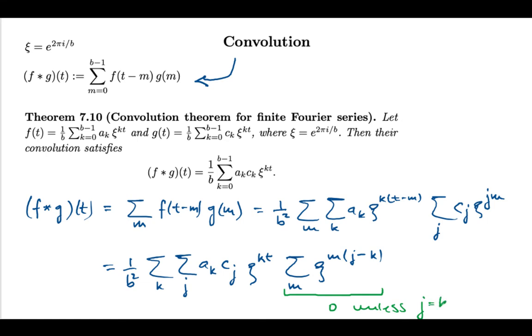unless j is equal to k, and exactly the same sieving now happens as we had for the Parseval identity. So we're left with, if the outside sum, let's say, is over k, then my sum over j disappears. I only get the term when j is equal to k. So I get an ak, ck, and then my exponential. And so when j is equal to k, my inner sum is b, so what's left is a 1 over b here.